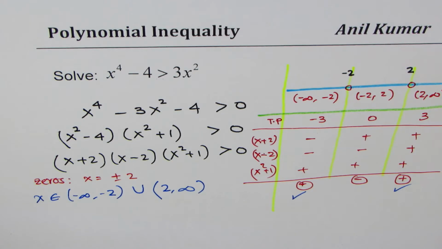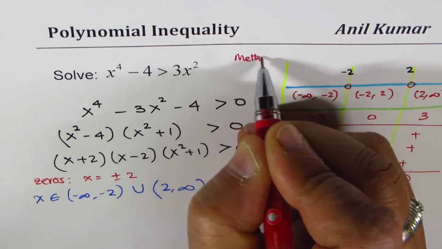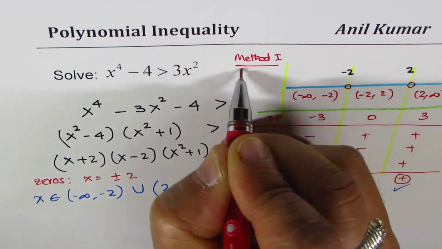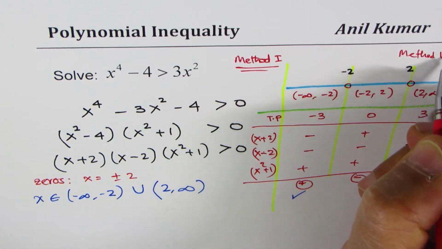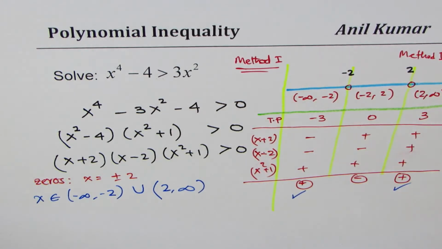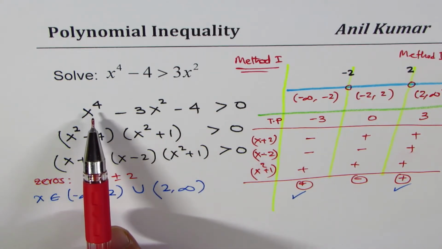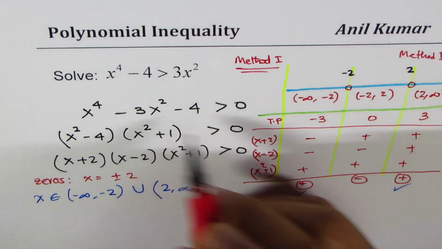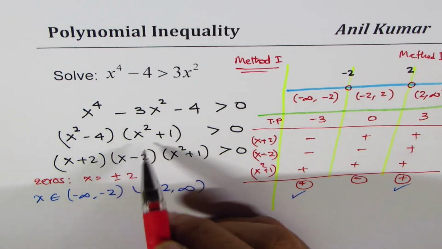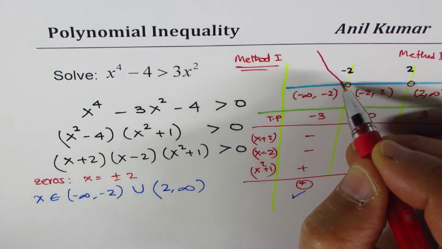The other method is to sketch, right? So let me call this method 1. Correct? And now I'll do method 2, which is just a sketch. So we know this is a polynomial, even degree, both sides going up, right, and two zeros. So that is the polynomial. So whatever happens, it is going through like this.